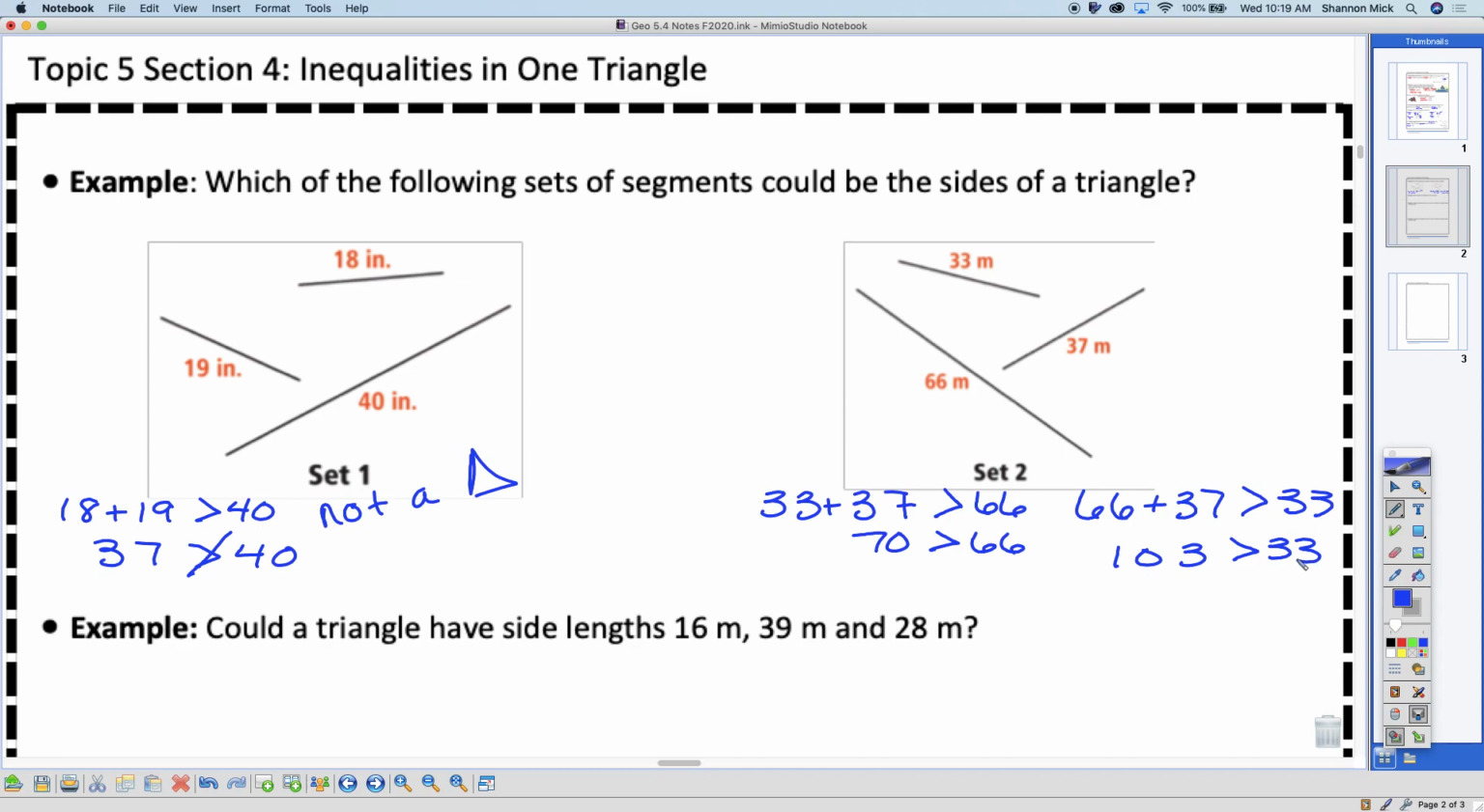Okay, what's the third one that I have to do? 66 plus 33. Again, we know it's going to be bigger than 37 because I'm adding 66, right? Why do we have to do it then? Because you do. Okay, so is this a triangle? Yes. It's a triangle. Okay. Some of them aren't going to be that obvious. Most of them. You only have like 2 or 3.